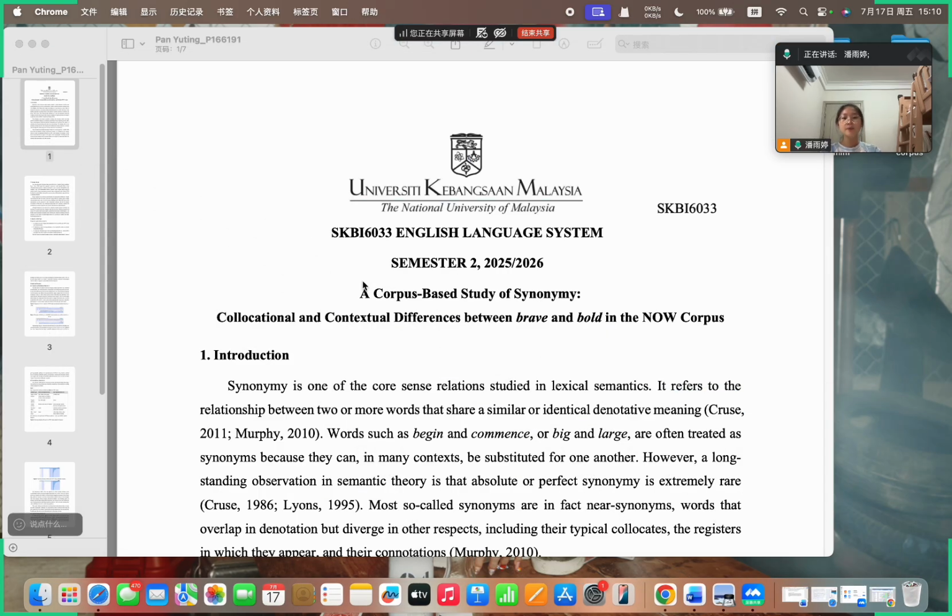To sum up, the corpus evidence shows that although brief and bold share the meaning of courage, they are not interchangeable. Brief describes people facing danger, while bold describes daring actions and decisions. The frequency data, the collocates, and the keyword in context lines all point to the same conclusion. This shows that corpus analysis can reveal the real differences between near synonyms.